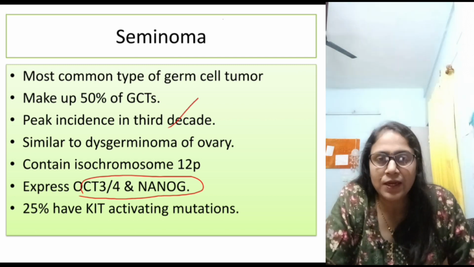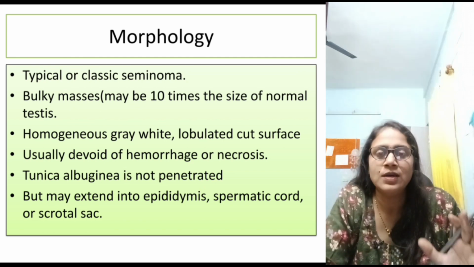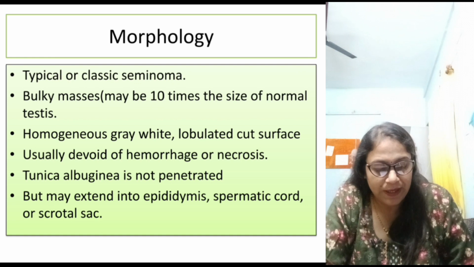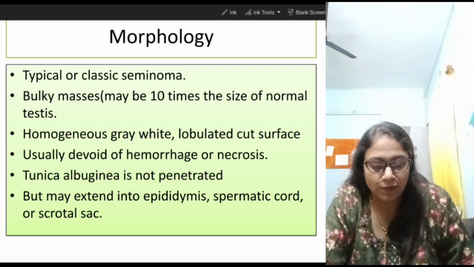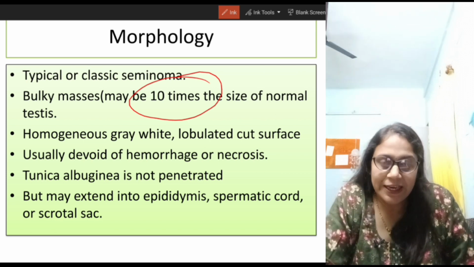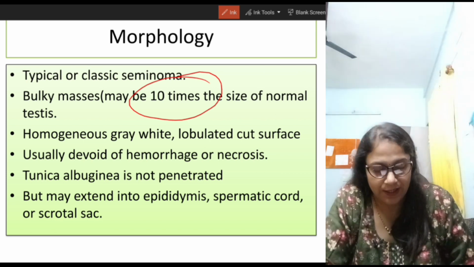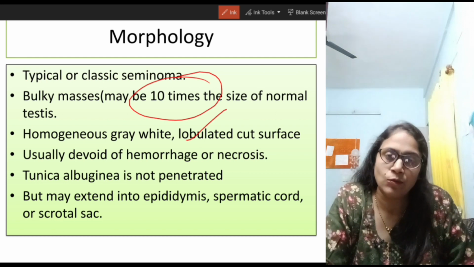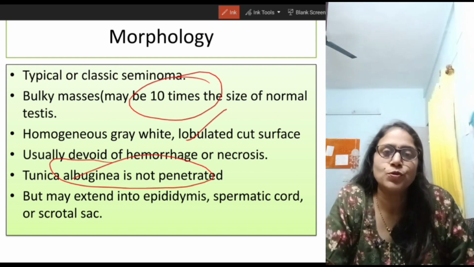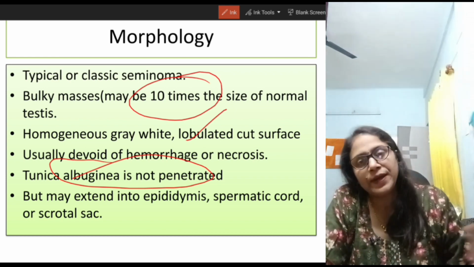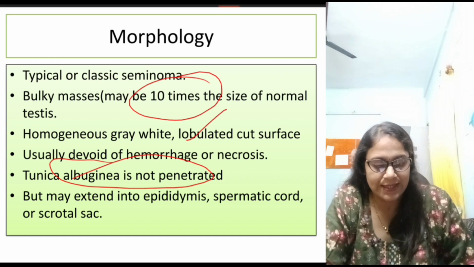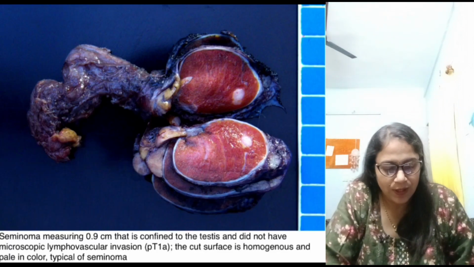Morphology of a typical or classical seminoma: it is a bulky tumor. So they are bulky masses, maybe 10 times the size of a normal testis. Cut section is usually grey-white and it has a lobulated cut surface. It is devoid of hemorrhage or necrosis. Tunica albuginea normally or usually is not penetrated, but it may extend into the epididymis, spermatic cord or the scrotal sac. Now this is how it looks like.